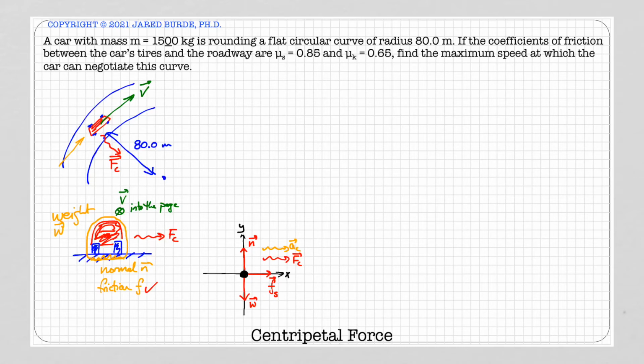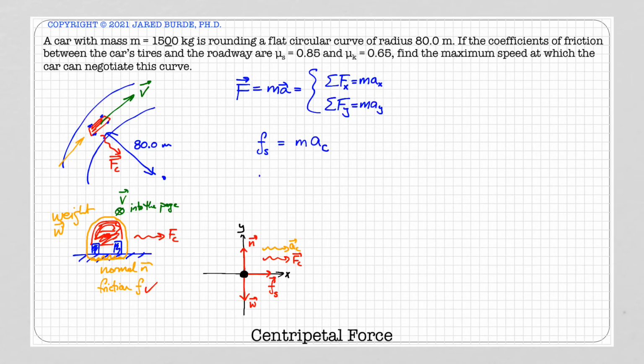We use the free body diagram to write out our Newton's second law equations, F equals ma, and we can break that up into components. Looking in the x direction, I've got my force of friction is equal to the mass of the car times the acceleration in the x direction. My acceleration in the x direction is non-zero, but it's also not just any acceleration. It is specifically our centripetal acceleration.